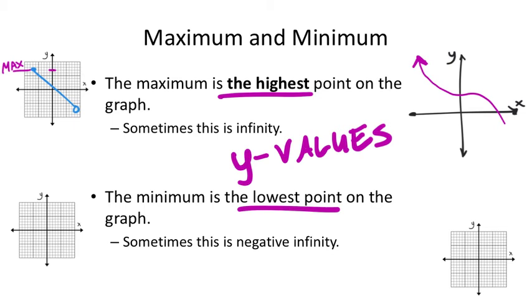Now, how do you type in infinity to Canvas? It's just a double O. That's the letter O. Put two O's there, and then it will know that you mean infinity. Okay. All right, so that's maximums.